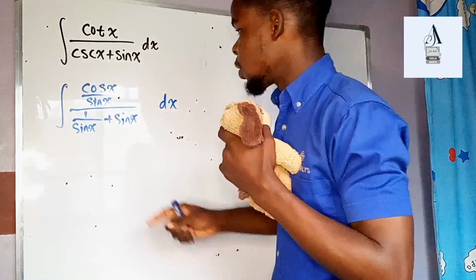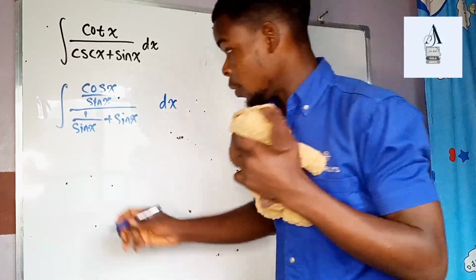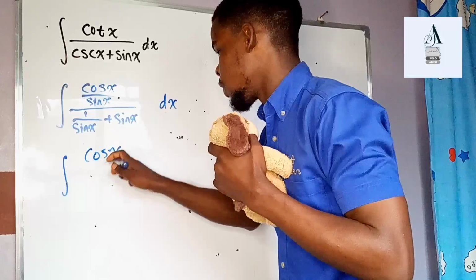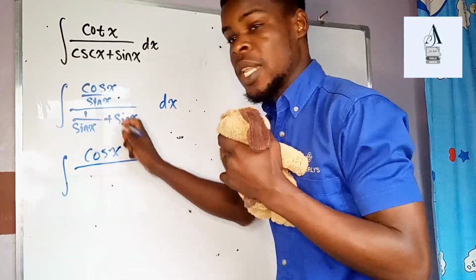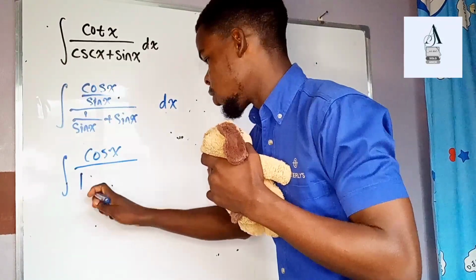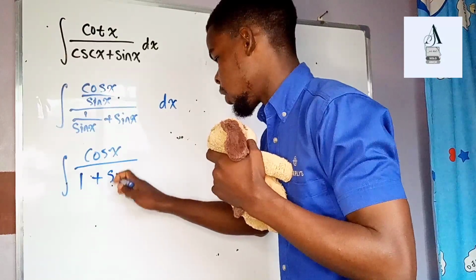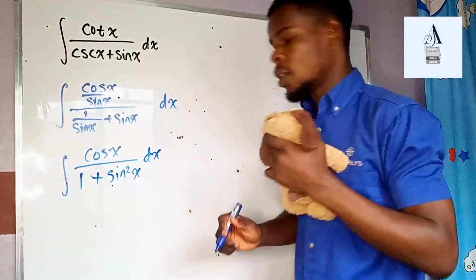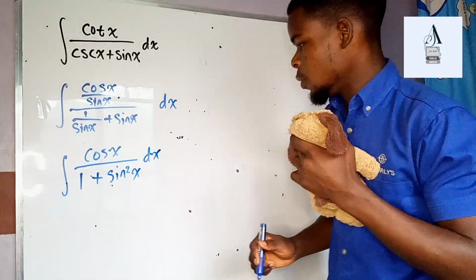Okay, great. First, observe that if you multiply the bottom by sine x, we are going to be left with cosine of x divided by, if you multiply the bottom by sine x, as I said earlier, it's going to be 1 plus sine squared of x, right? Okay, and you put down the dx over here. Okay, great. Let's see what we've got.